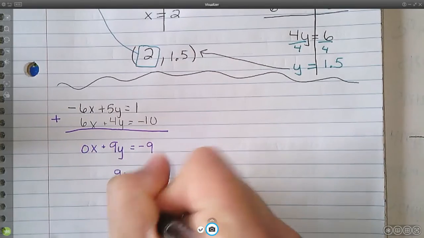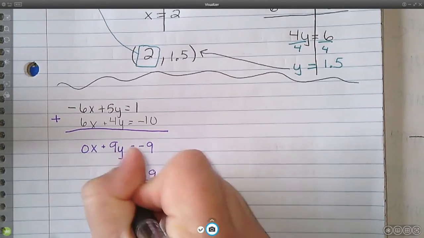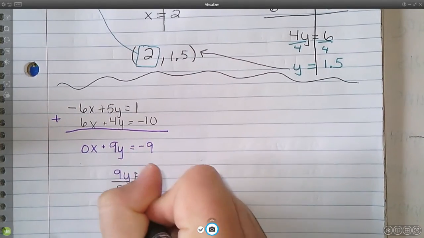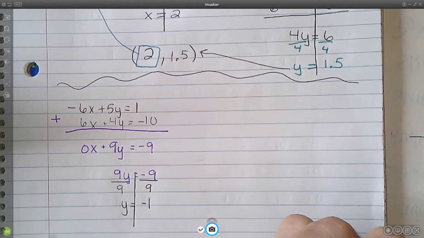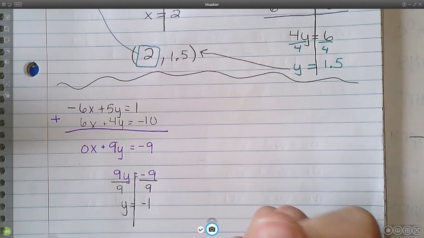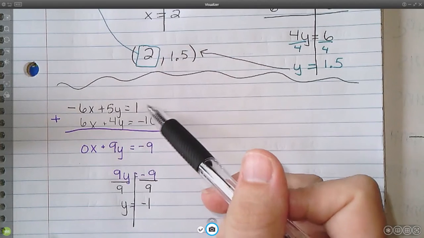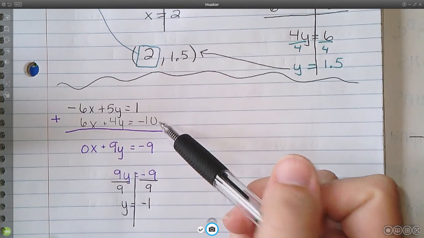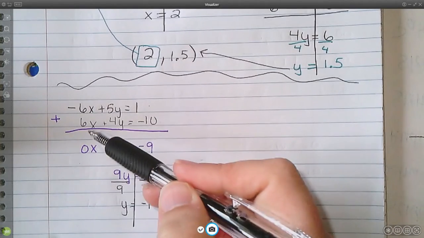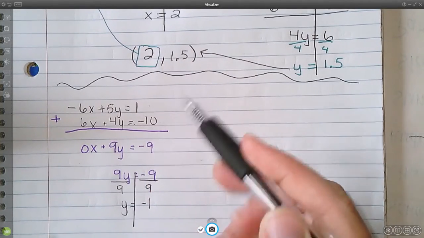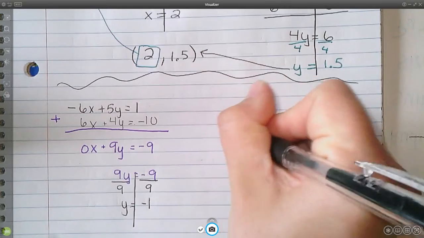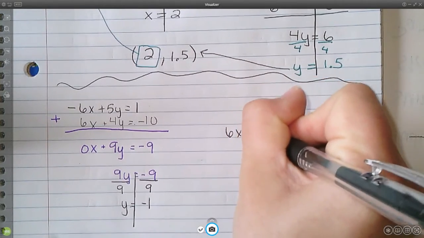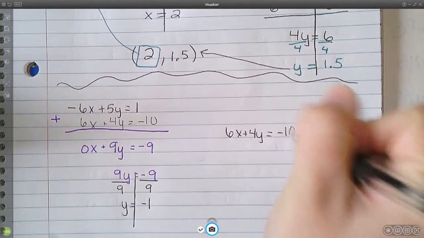Draw the line, divide both sides by 9, and you get y equals negative 1. So now we have to pick, do we want to plug it into the top or the bottom? Again, it does not matter at all. I'm going to pick the bottom because the x and the y are both positive. So I'm just going to rewrite that over here. So we have 6x plus 4y equals negative 10.